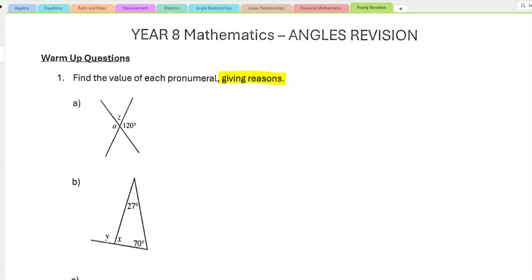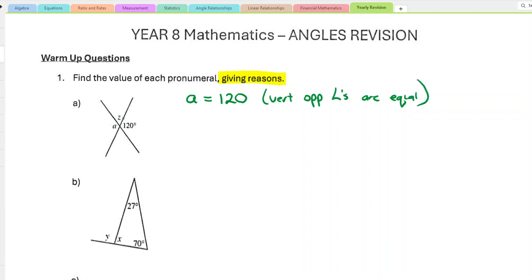So question 1, we have a bunch of different shapes that hopefully you remember from doing this in class. So we have vertically opposite angles, straight angles, right angles, angle sum of triangle, all those types of things all mixed together in here. So we need to find each of the pronumerals in the diagram. In question A, if I want to find the value of A, it is vertically opposite the 120. So A will be equal to 120 because vertically opposite angles are equal.